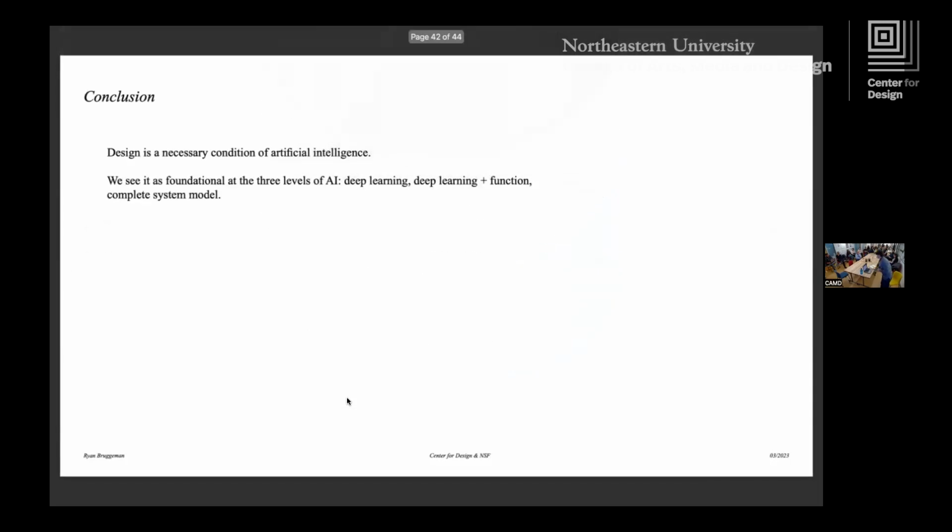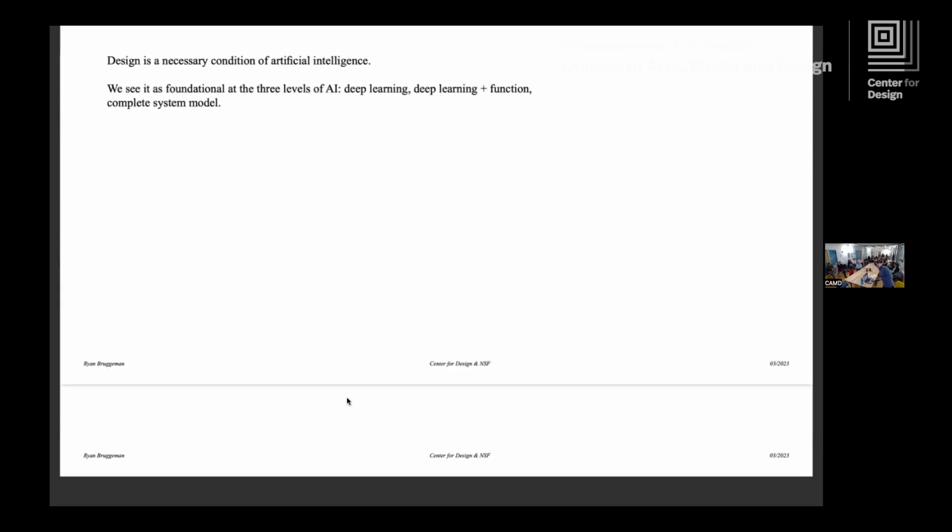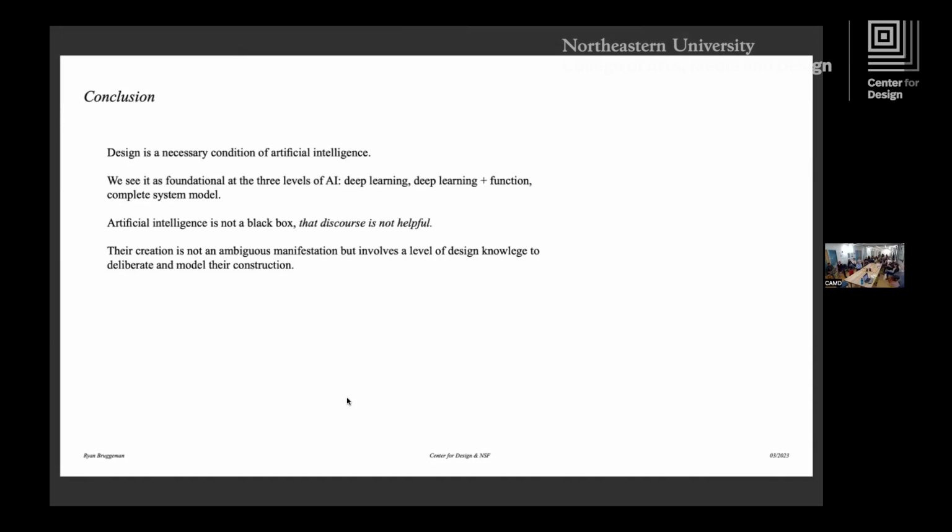So what's the conclusion to this, and why is this important for designers? Well, we see that design is foundational at all three of these levels, at least in establishing semblance and understanding the complex nature of the artificial intelligence that we're working with. It shows that it's not a black box, that it's constructed from the ground up, that there are certain decisions that go into the making of these systems that implicate the algorithms used. It's not an ambiguous manifestation, but involves design knowledge to deliberate a model of construction.